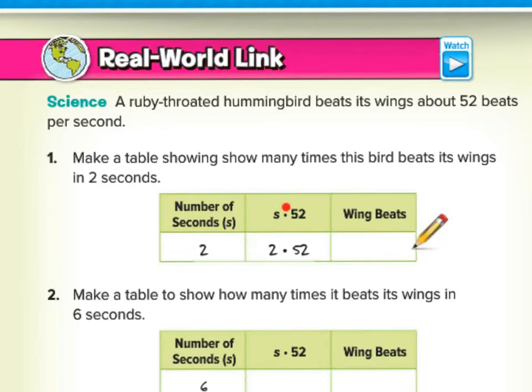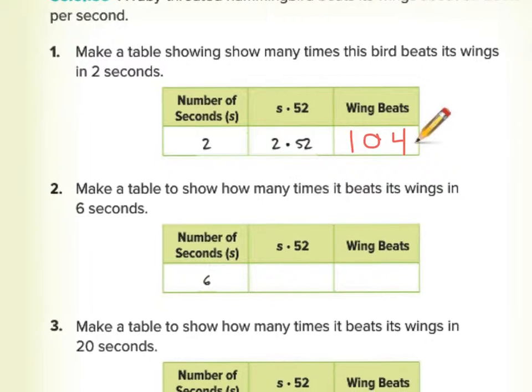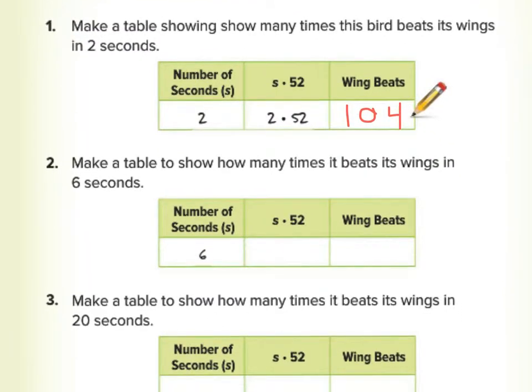And we can write an equation. The number of seconds needs to be multiplied by the number the wings beat per second. So if it gets 52 every second, it's going to be 52 times 1 second, 52 times 2 seconds. And there it is. Our answer would be 2 times 52, which is 104. So at the same rate, if the bird can maintain that rate, in 2 seconds it will have beat its wings 104 times.